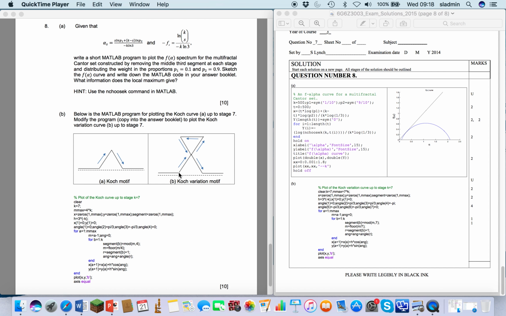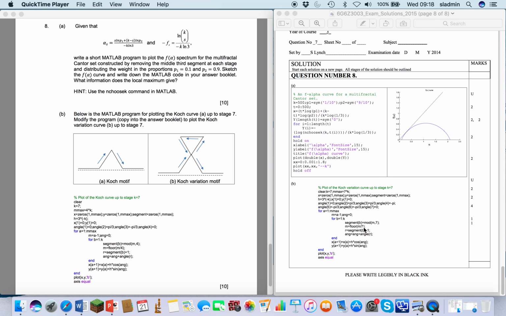So this first angle is 0. This angle here is pi over 3. This angle is also pi over 3. And then this angle is minus pi. So then we have to go back this way, minus pi. Then we go through minus pi over 3, minus pi over 3, and 0 again. So those are the 7 angles.